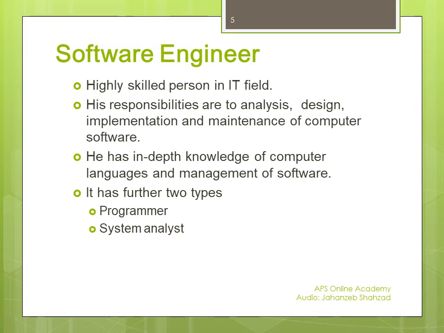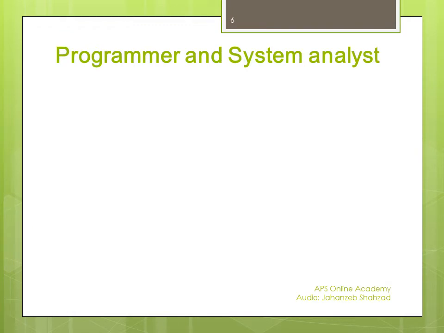Basically, a software engineer has in-depth knowledge of computer languages and management of software. He has the ability to create different types of software, and he can maintain those software and repair them in case of crash. If we divide it into further types, it has programmer, and the second one is system analyst. So let's discuss them.